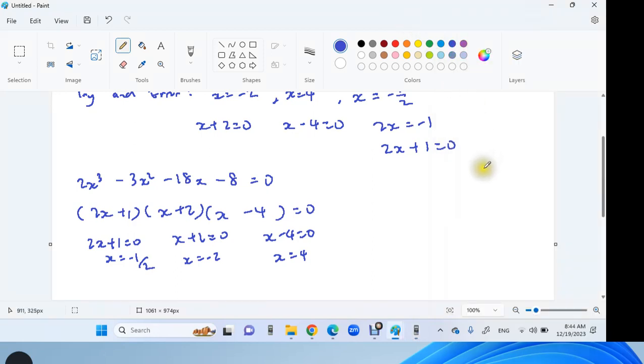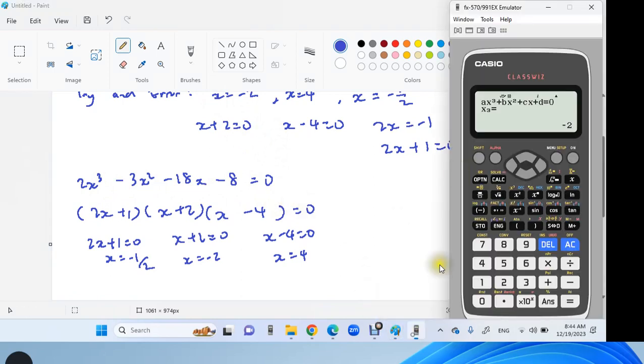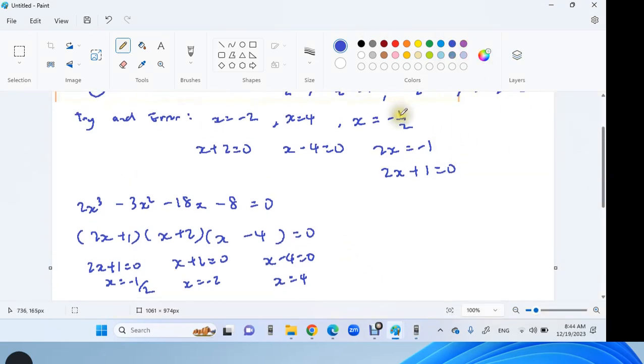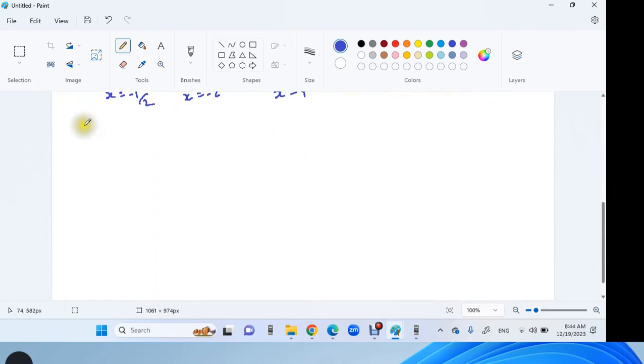So actually the trial and error part, at the very beginning, I tried to substitute 1, -1, 2, -2. Actually, we don't need to do that. We can use the calculator to get the roots, then we choose one of the roots that looks easy. Like we have -2, 4, and -1/2. I think x equal to 4 is easier. So what I will do is, method number 2, we try with x equal to 4.